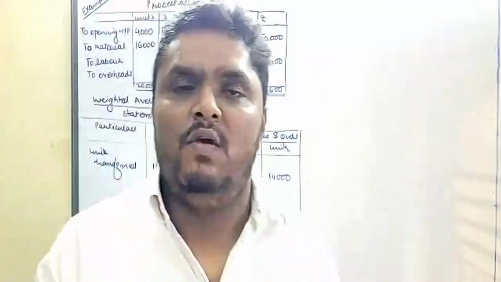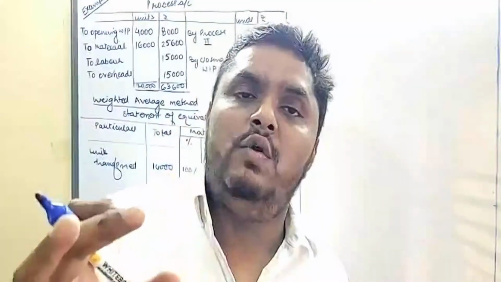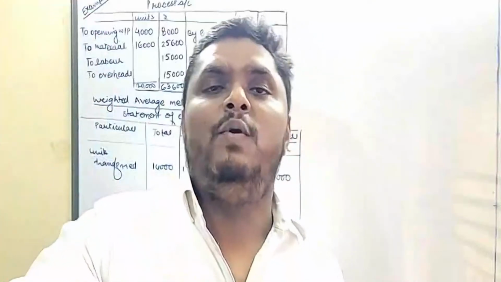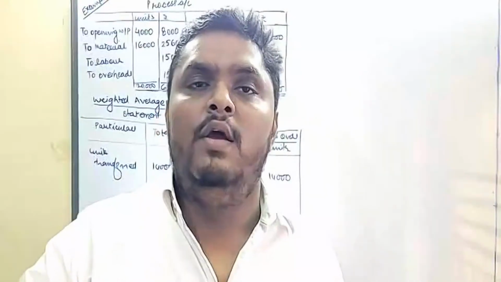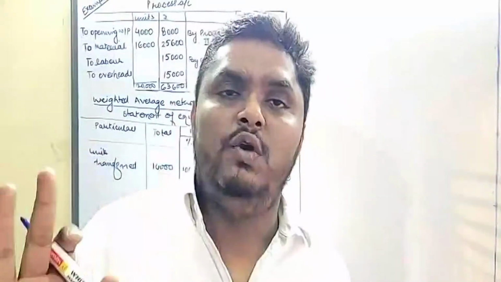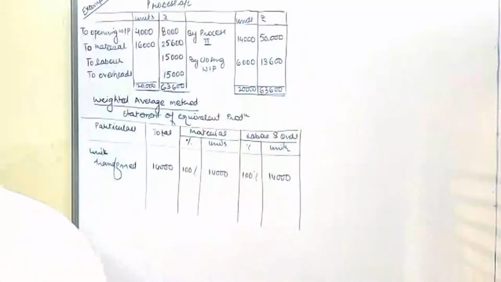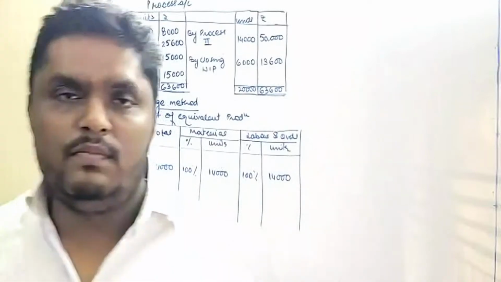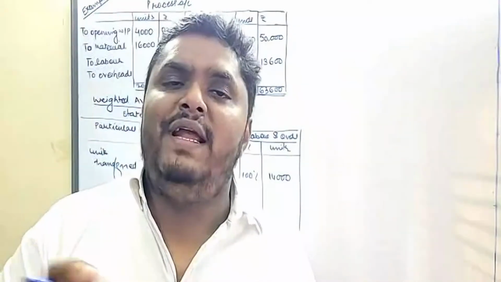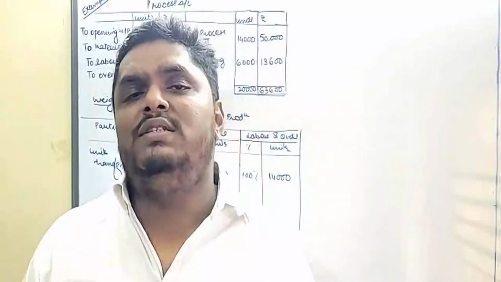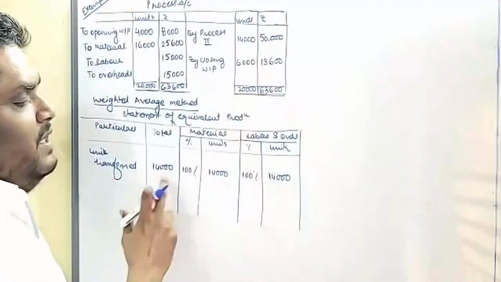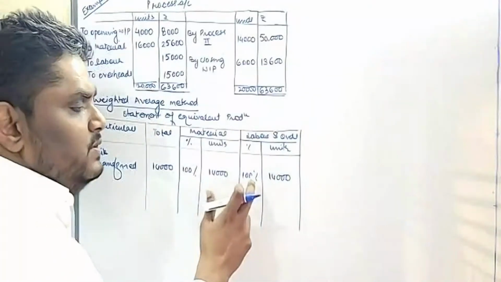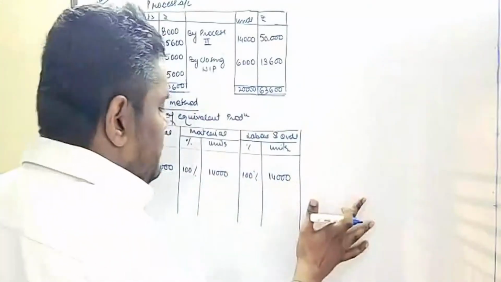I repeat again, in case of weighted average method, no need to bifurcate how much was opening work in progress, that is the work completed previous year, and how much was the work completed during this year. So no need to bifurcate about opening work in progress and units started and completed. Simply write units transferred are 14,000. They are 100% processed.